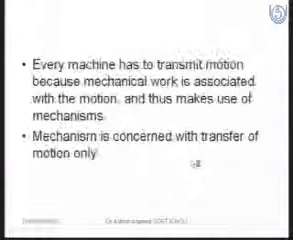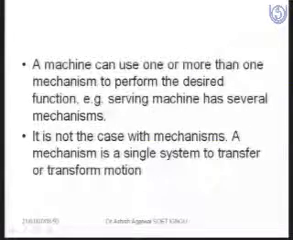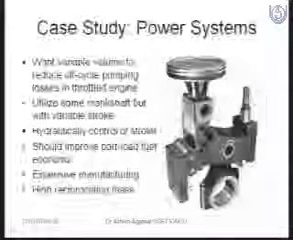That is the mechanism. Another difference is that every machine has to transmit motion, because mechanical work is associated with motion and thus makes use of a mechanism, while the mechanism is concerned with the transfer of motion only. Another important difference is that a machine can use one or more than one mechanism to perform the desired function of the machine, while this is not true of a mechanism. A mechanism always has only one system to transform or transfer the motion.